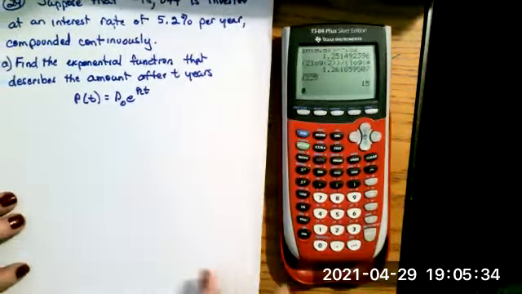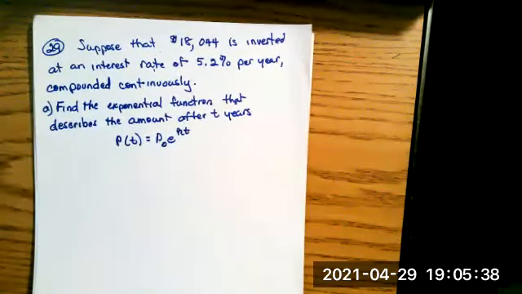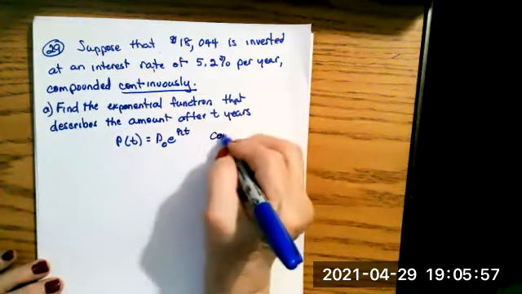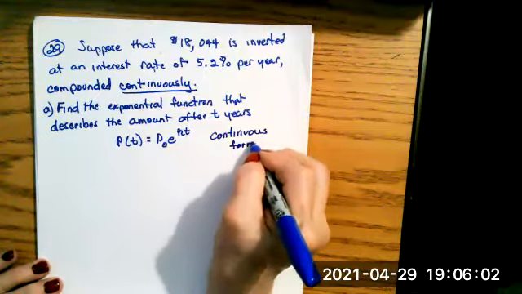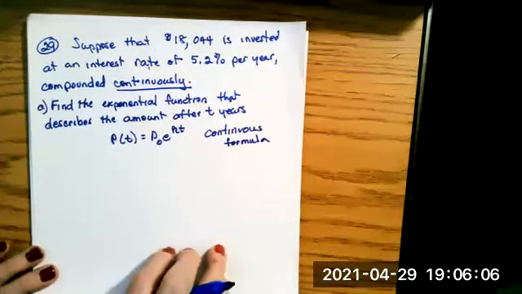It says, suppose that $18,044 is invested at an interest rate of 5.2% per year, compounded continuously. That's a different formula. Find the exponential function that describes the annual after t years. So the continuous formula is this one. P of t equals P sub 0 e to the kt.